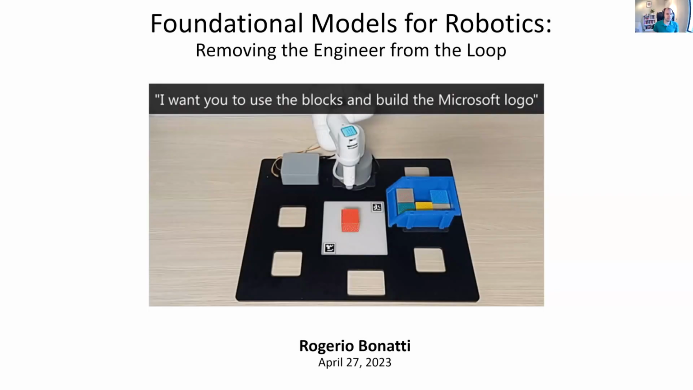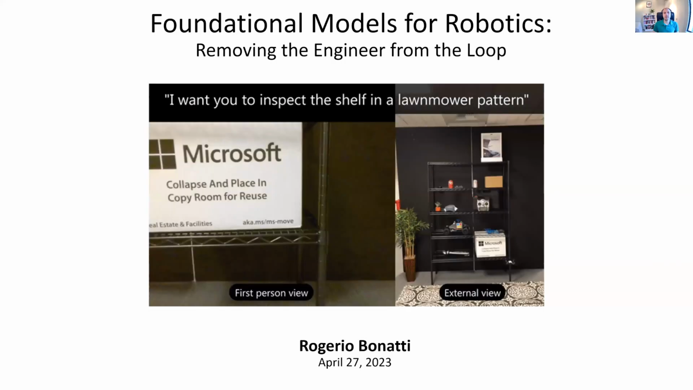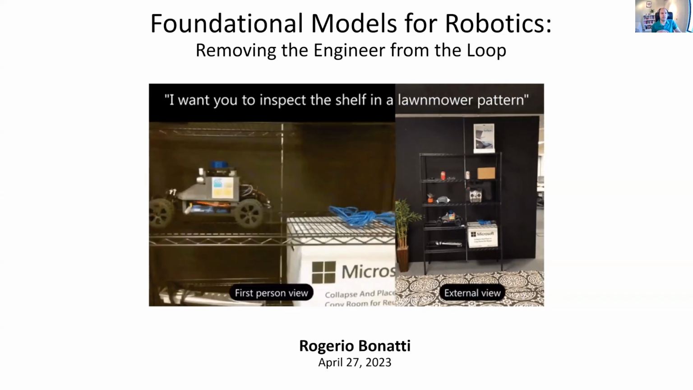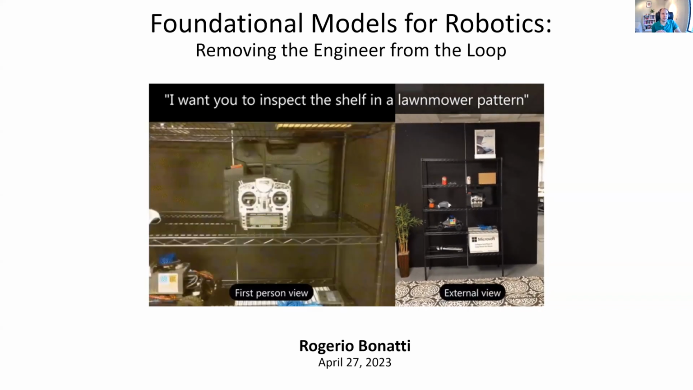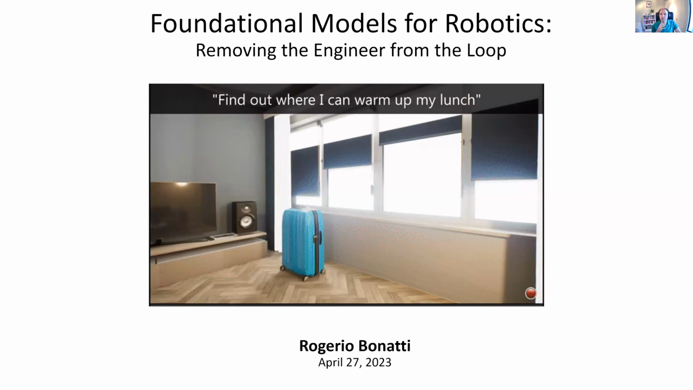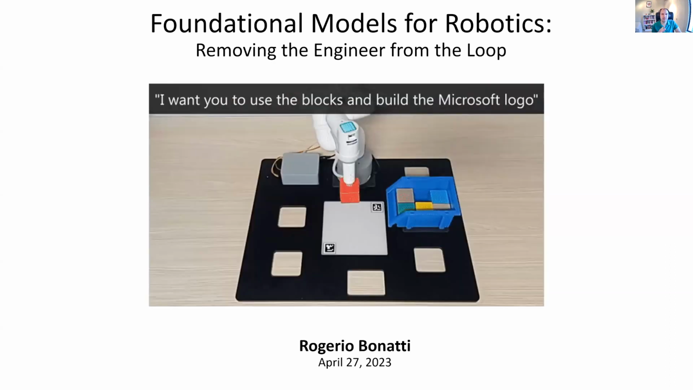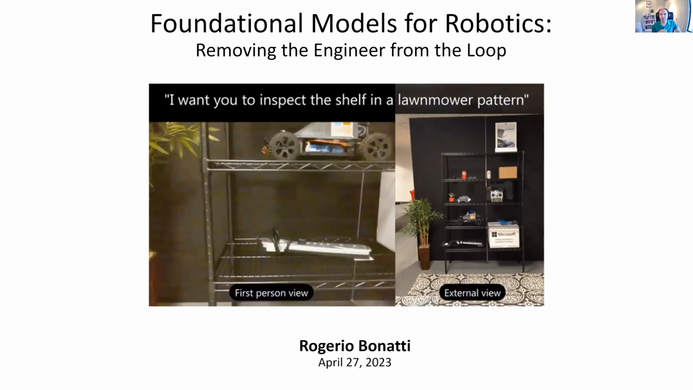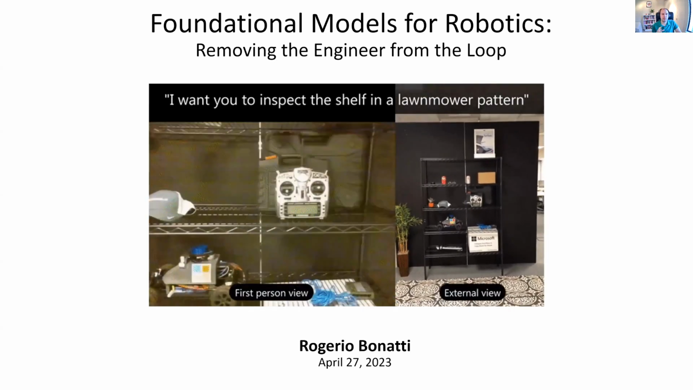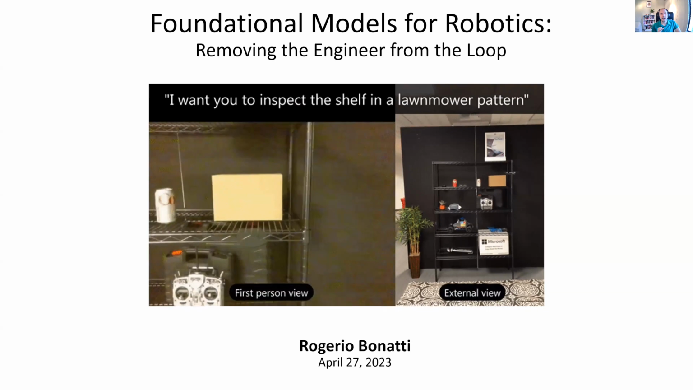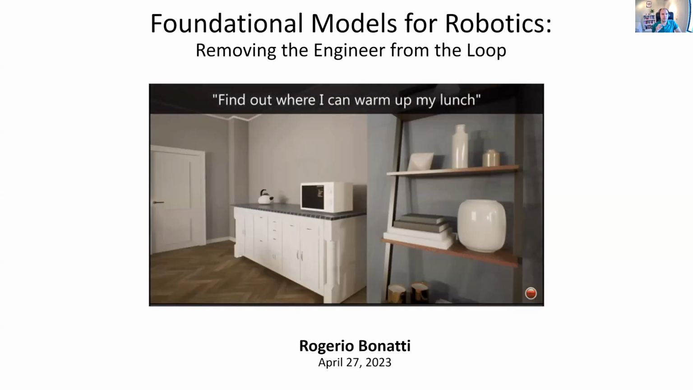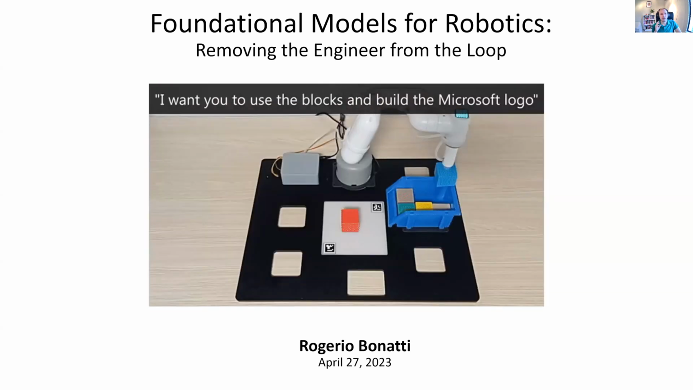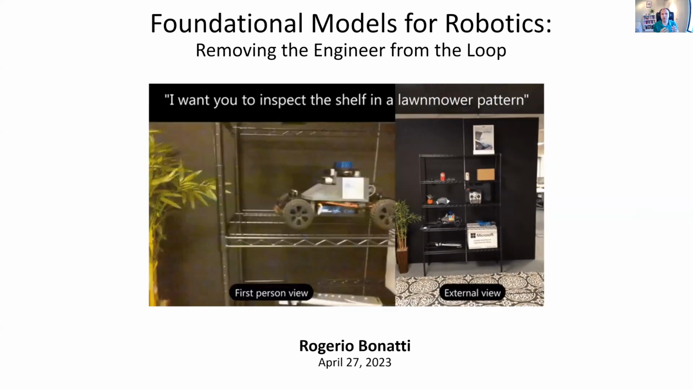All right, so the title of this talk is Foundational Models for Robotics, and especially how we can remove the engineer from the loop. But when it comes to this specific class, I think there are a few things that will be relevant for you. I know that the theme of the class is self-supervised learning. So here I'm going to talk about a few things. I'm going to talk about how we can try to use these self-supervised models, as Daniel said, for robotics applications.